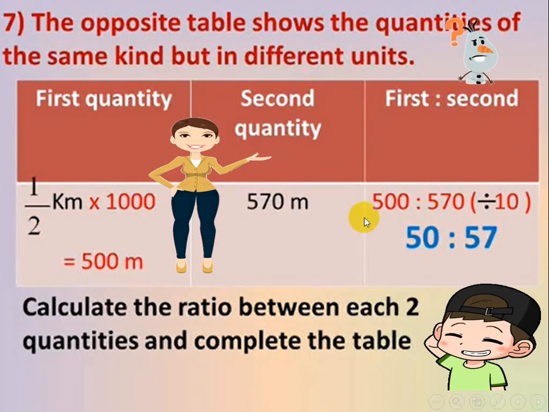The ratio now is 500 to 570. Both of them are divisible by 10. So we'll write divided by 10. 500 divided by 10 equals 50. 570 divided by 10 equals 57. 50 and 57 are in the simplest form, so the ratio will be 50 to 57.